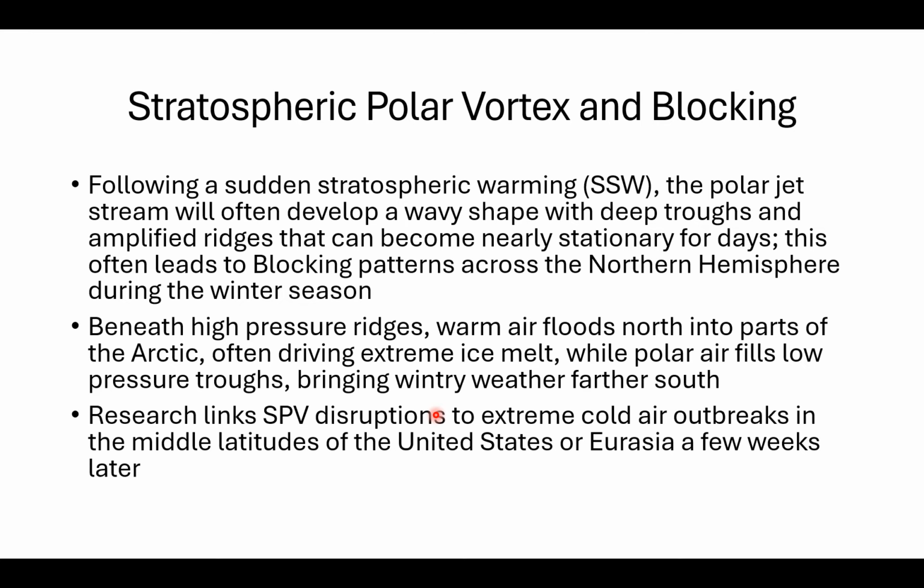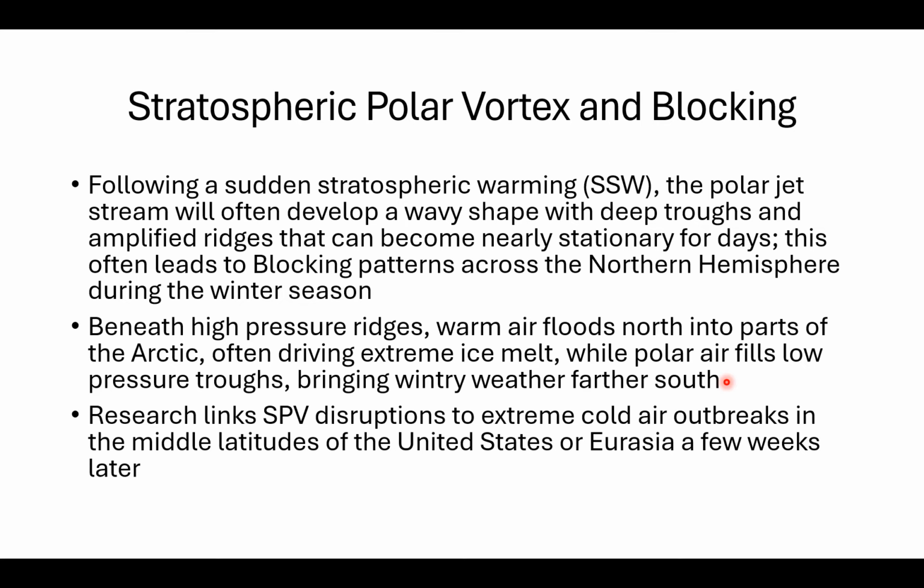Now, beneath high pressure ridges, you're going to get warm air which floods north into parts of the Arctic, often driving extreme ice melt. And then within the troughs, you get some cold polar and Arctic air to fill those low pressure troughs, bringing wintry weather further south than normal. And I'll tell you this, just this past winter, the Gulf Coast snowstorm comes to mind. The East Coast, the Southeast Coast snowstorm, all the way down the beaches, getting accumulating snow.